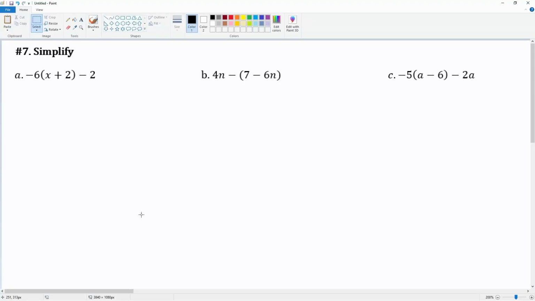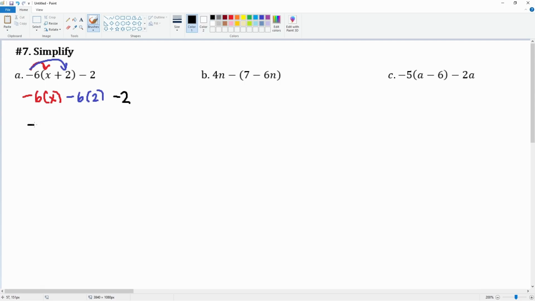Number 7, you're going to simplify. Looks like we have to distribute first because there are things inside of parentheses. Negative 6 times x, negative 6 times x. Then the negative 6 times 2. So negative 6 times 2. Then there's a minus 2 in the end that we have to bring down.